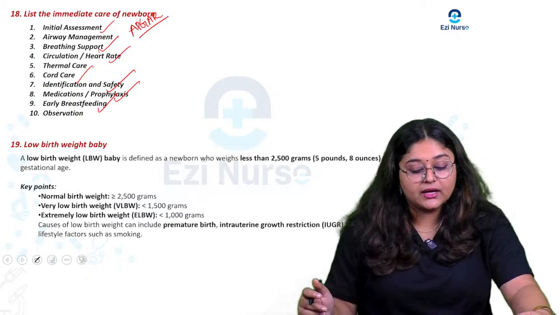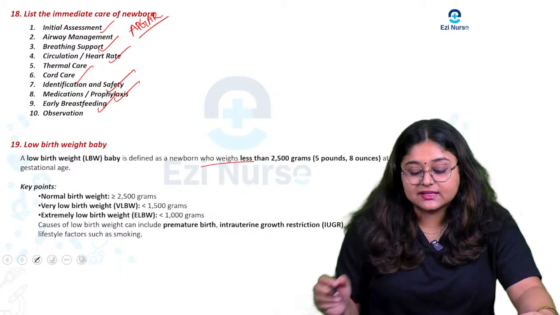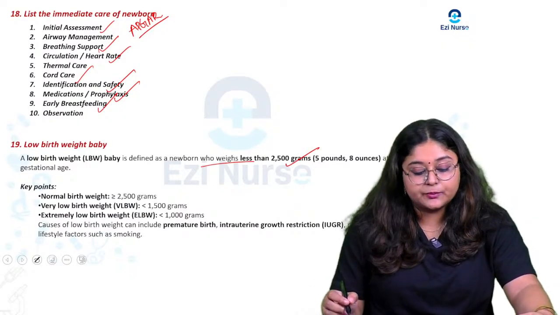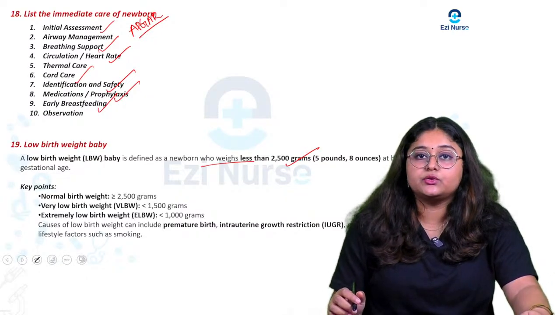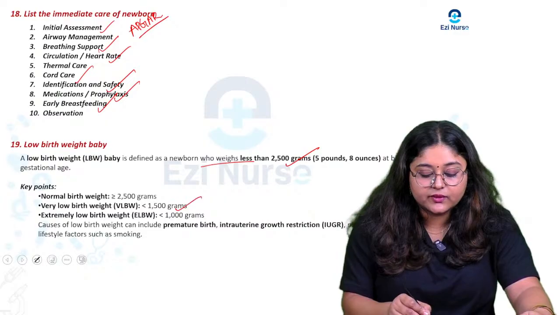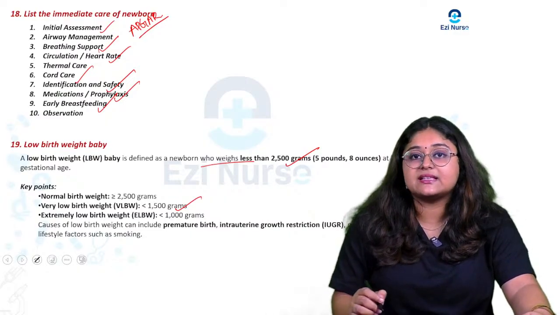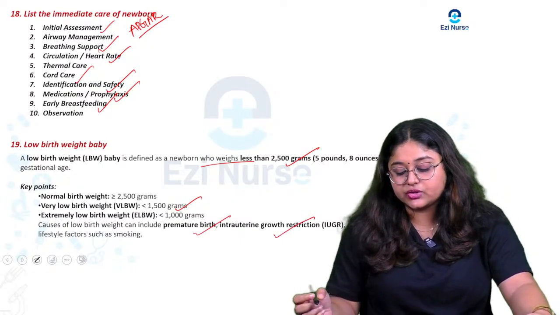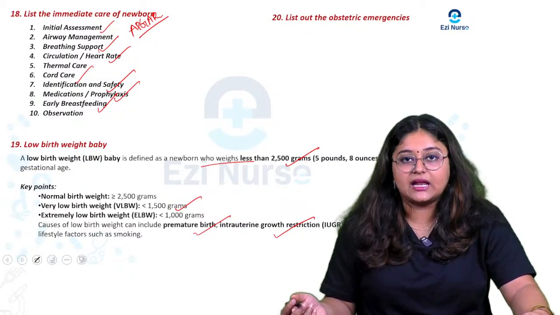Now come to the low birth weight baby. It is defined as a newborn baby who weighs less than 2500 gram, or 5 pounds 8 ounces, at birth, regardless of gestational age. Normal birth weight is greater than or equal to 2500 gram. Very low birth weight means less than 1500 gram, and extremely low birth weight means less than 1000 grams. The main causes are premature birth, intrauterine growth retardation, maternal malnutrition, illness, and lifestyle factors such as smoking, alcohol, etc.